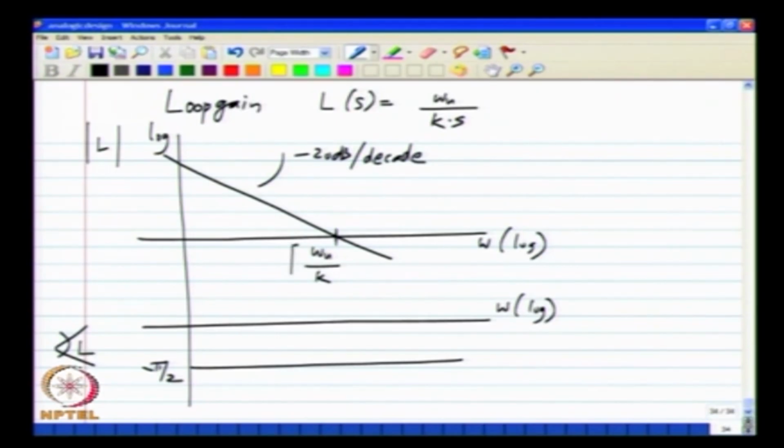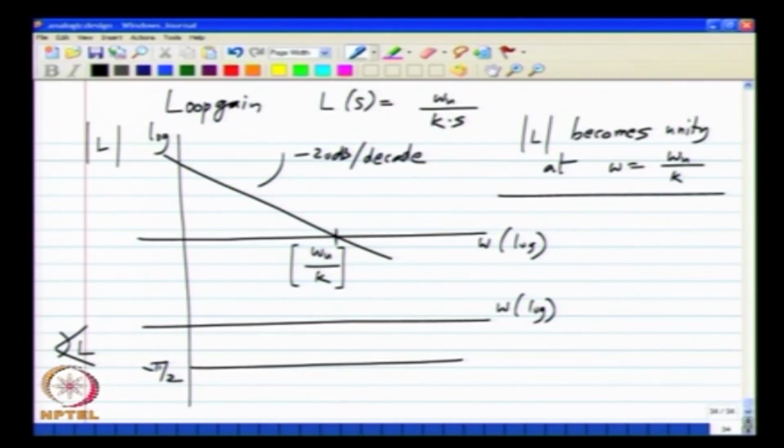So the magnitude of L becomes unity at omega equals omega u divided by K. Again you see this quantity omega u divided by K, but so what? The unity gain frequency of the loop gain happens to be omega u by K. What physical significance does this have? Actually this has tremendous physical significance.